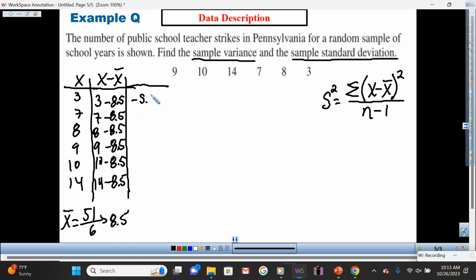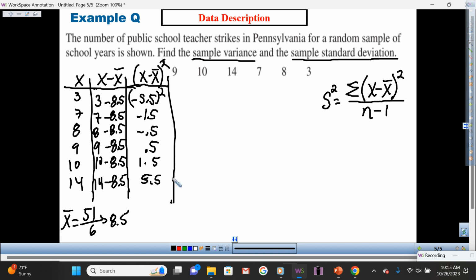So that's negative 5.5, negative 1.5, negative 0.5, 0.5, 1.5, and 5.5. What do we do next? What do we do next with those numbers? Yeah, square them. So we do x minus x mean squared. So let's square those.